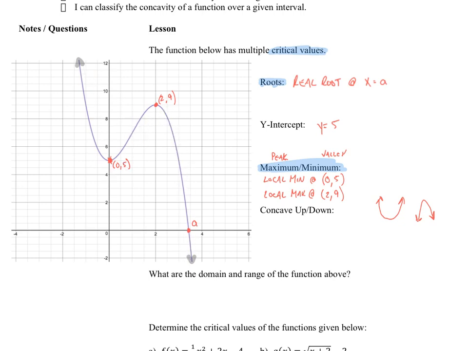So it is concave up for some of the function, and then it's concave down for the rest of the function. So what I'm going to do, it's going to be inexact, is make a point right here that is just me saying this is about where that concavity is shifting. So that concavity shifts at this point, 1, 7.